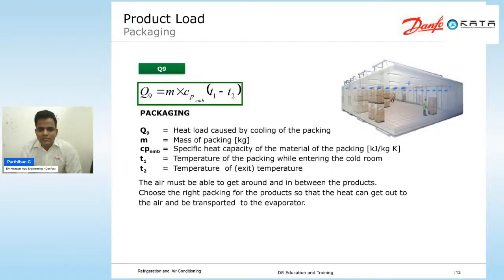M is the mass of the package. So what is the package material weight that we actually need? Then Cp is the specific heat capacity of the package material. If it is wood, wood has some specific heat. If it is cardboard, cardboard has some specific heat. These data are also available in a standard book, which we can take.